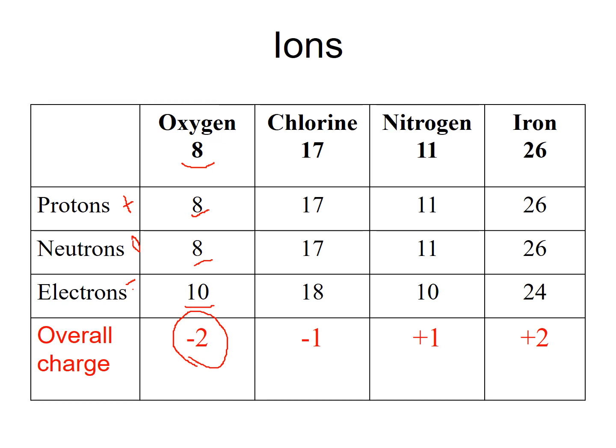Here with chlorine, 17 protons, 17 neutrons, 18 electrons. Again, that's an ion. And you can see the same here for these other examples. Iron, 26 protons, whereas you have 24 electrons. Again, that is an ion. So again, an ion has a different number of protons relative to electrons.